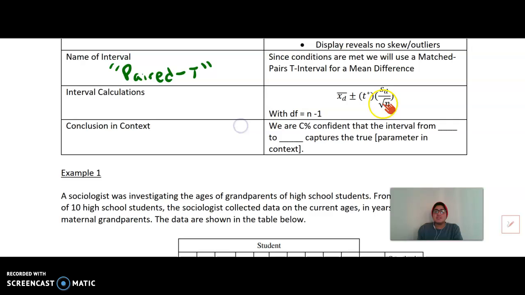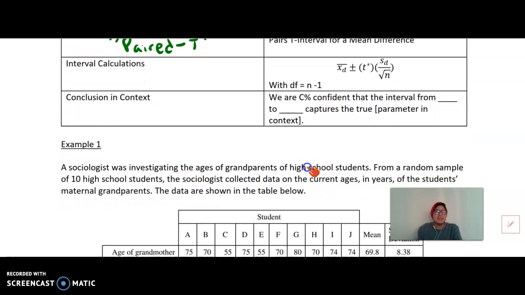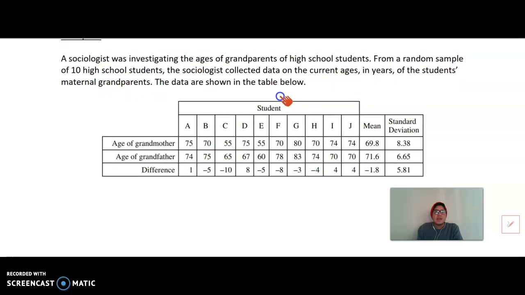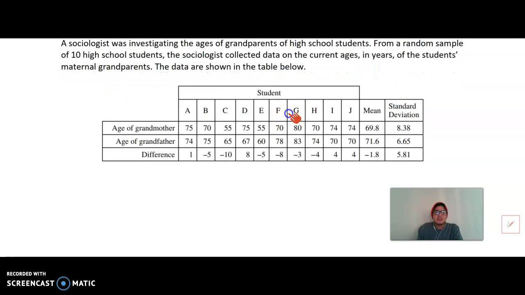Interval calculations are very similar to our one sample inference for a mean. Notice now, though, that this is x-bar d, which is the mean of the differences, and this is s d, which is the standard deviation of the differences. Degrees of freedom is still n minus 1, and then, of course, we are C% confident that the interval from blank to blank captures the true parameter. Okay, so let us go ahead and try it out.